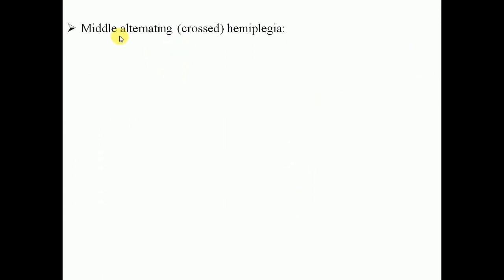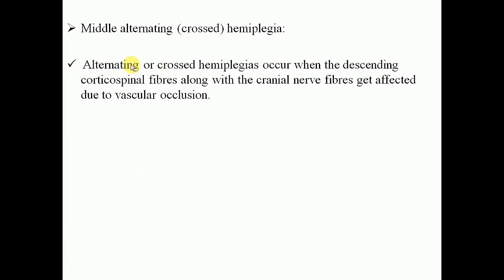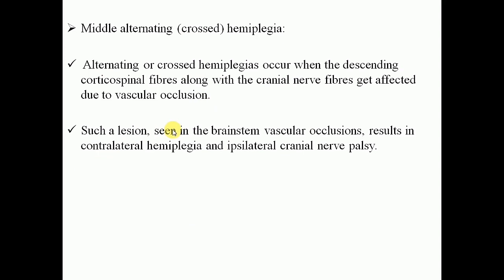The middle alternating or crossed hemiplegia. What do you mean by that? The alternating or crossed hemiplegias occur when the descending corticospinal fibers along with cranial nerve fiber get affected due to vascular occlusion. Such a lesion seen in brainstem vascular occlusions results in contralateral hemiplegia and ipsilateral cranial nerve palsy.